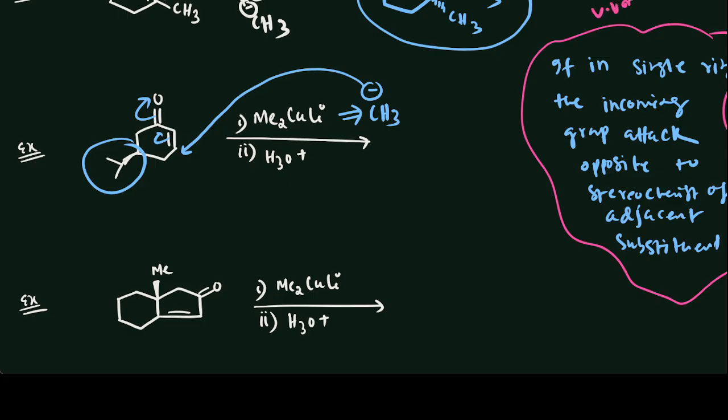This is very important, so you have to remember this: in a single ring, the incoming group will attack opposite to the stereochemistry of the adjacent substituent which is already present. So this is the already present substituent, and this incoming group will attack opposite to this.